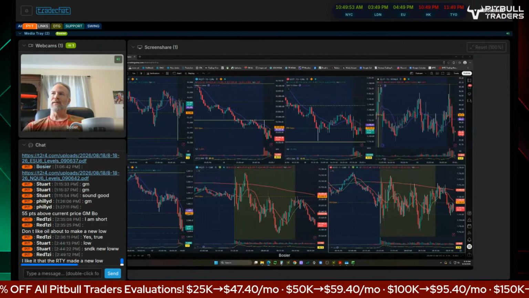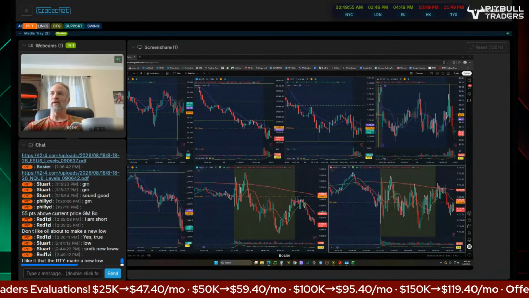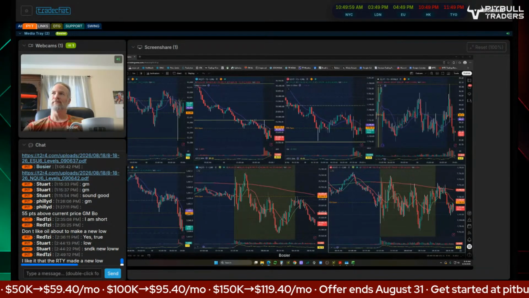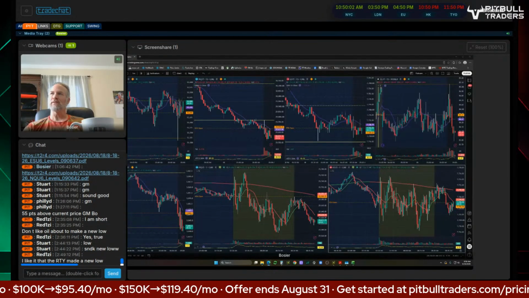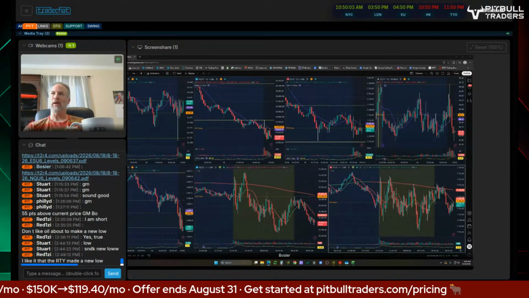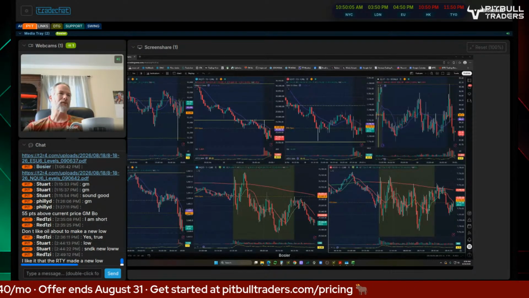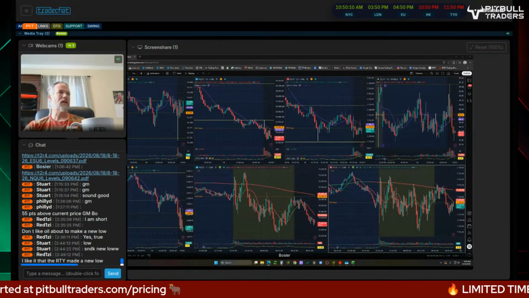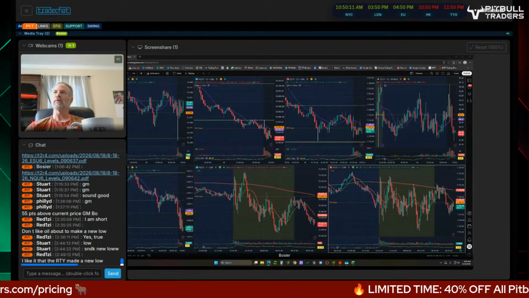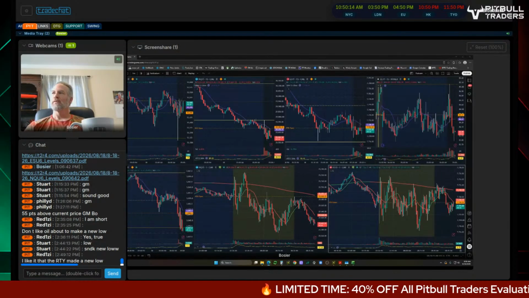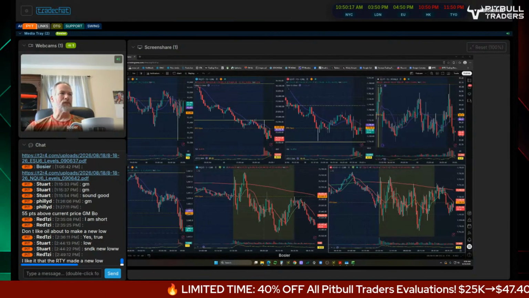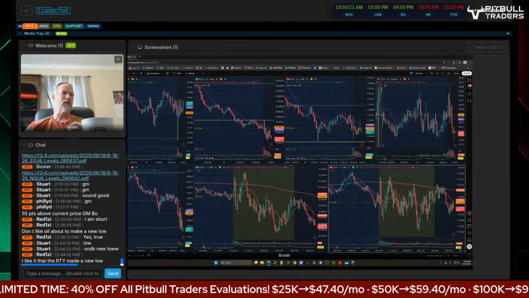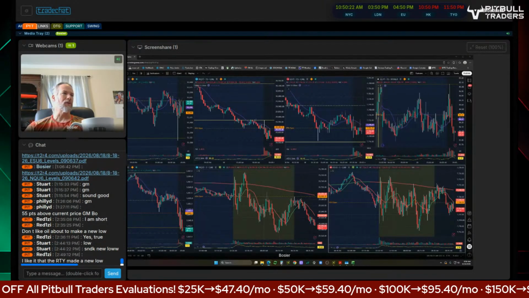It's kind of in no man's land, but I also feel like there's probably a good chance that it could actually break back down and fill that gap at 212 or whatever. So that's one thing we want to be seeing. If Nvidia starts looking like it wants to do that, then I think your short could be real good there.